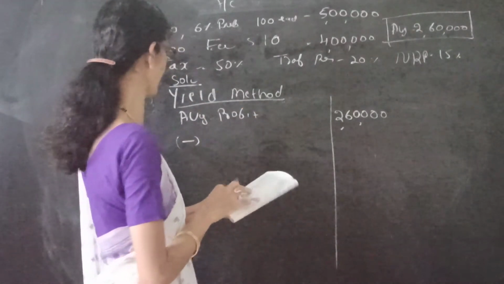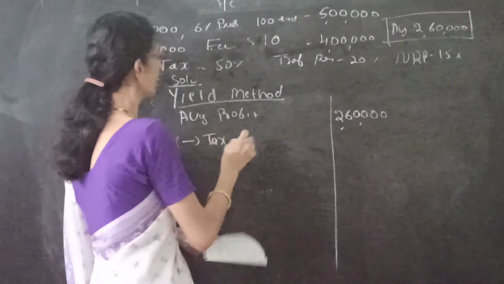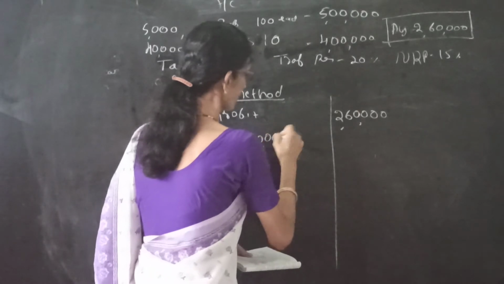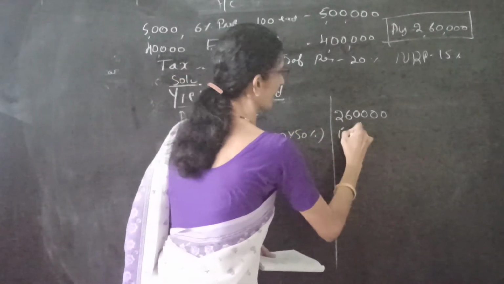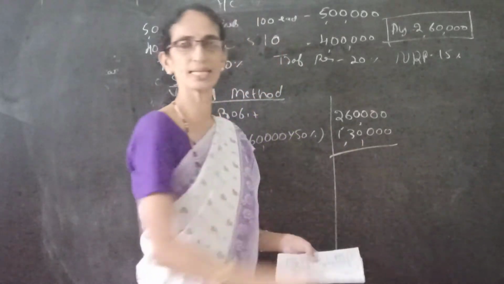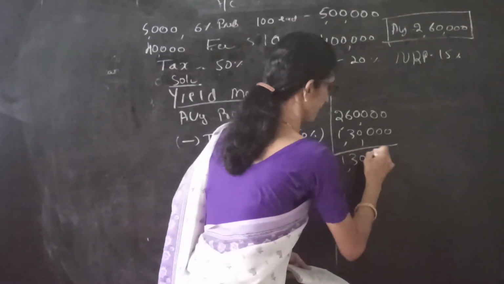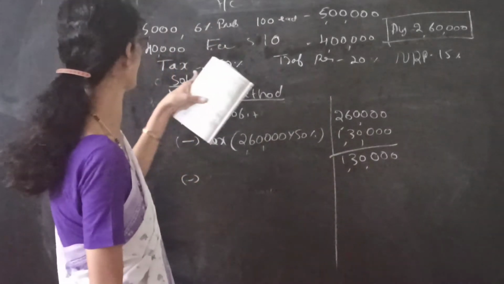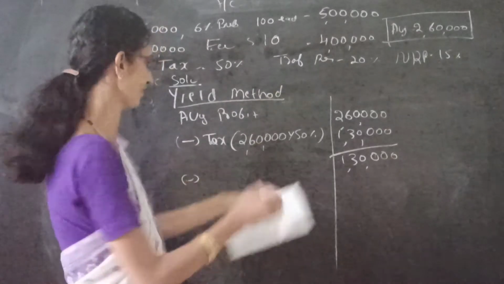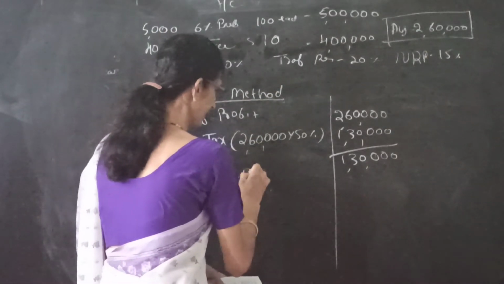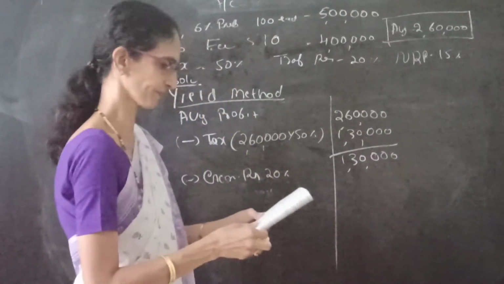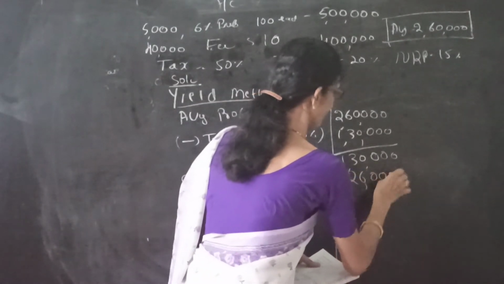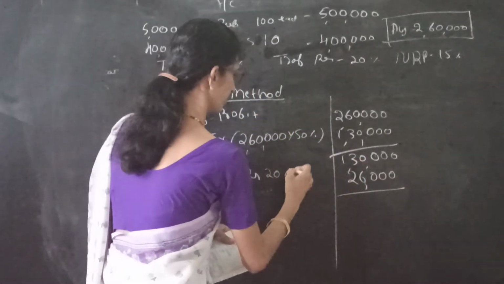So from this 2,60,000, first we have to deduct the tax. Tax is given 50%. So 2,60,000 into 50% is 1,30,000. So deduct it, we get 1,30,000. Out of this 1,30,000, it is given transfer to reserve is 20%. So transfer to general reserve 20%. So 20% means we get 26,000.